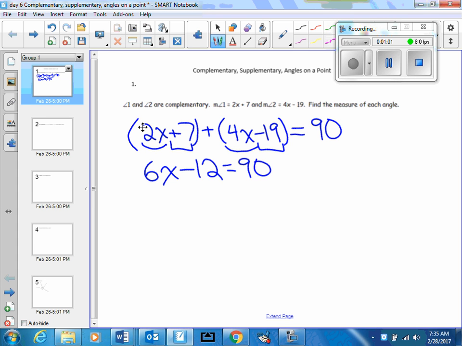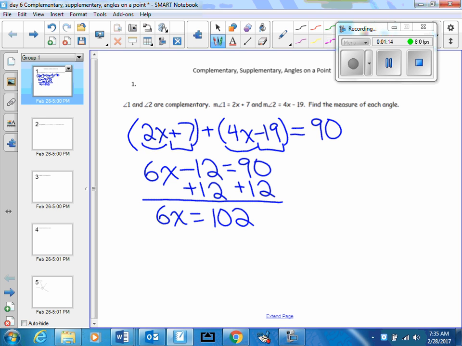Now that I have my like terms simplified, I can do my inverses. My first inverse would be to add 12 to both sides. So my equation becomes 6x equals 102. Now I would divide by 6, and I get the value of x is 17. But now I have to go back and find the measure of each angle.